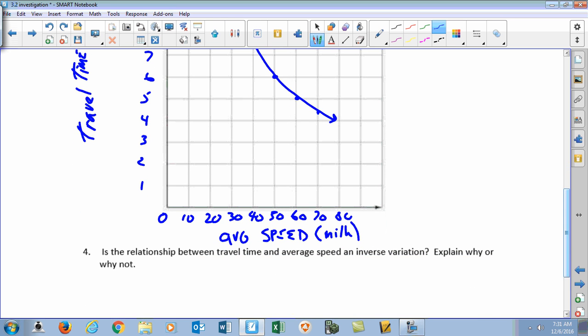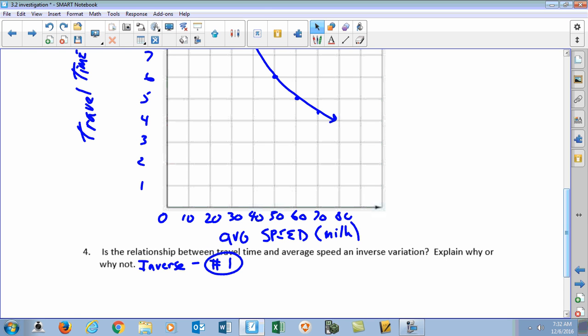So to answer the question down here for number 4, is the relationship between travel time and speed an inverse variation? Why or why not? Well, again, it is inverse. And it's inverse because as your average speed increases, your travel time decreases at a non-constant rate of change. It's basically what we answered in question 1 of this story. The graph has a curve. All those things point to inverse variation.